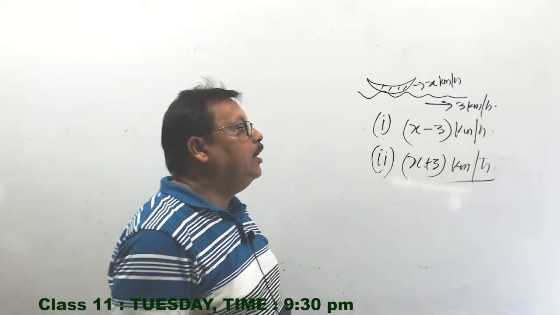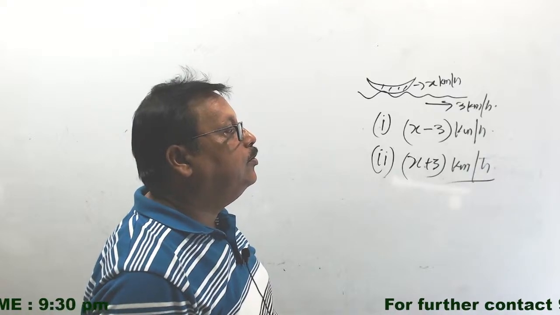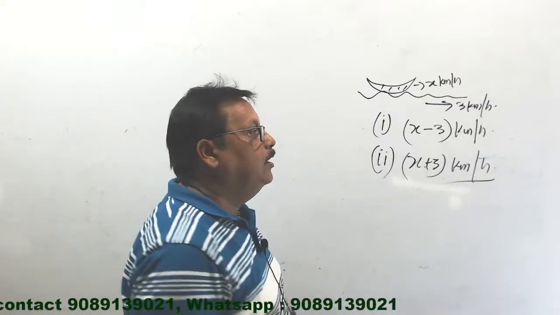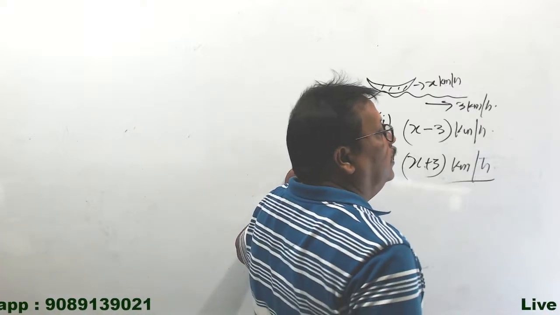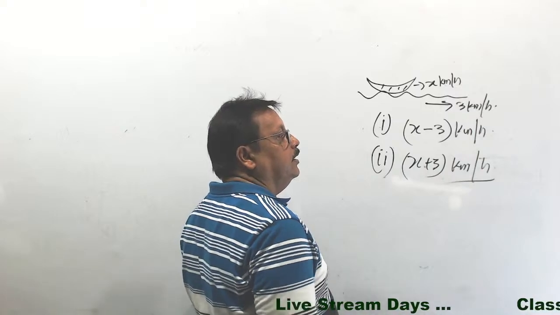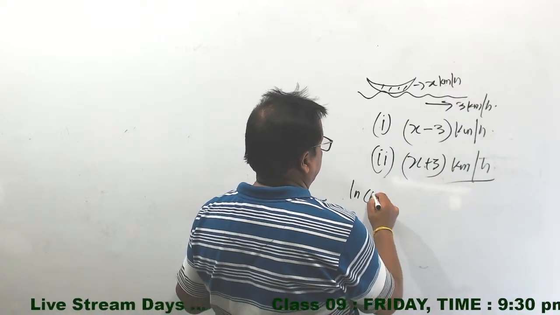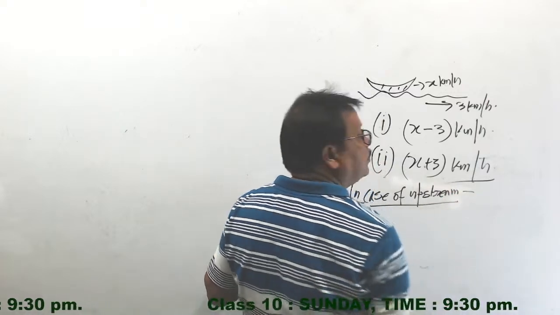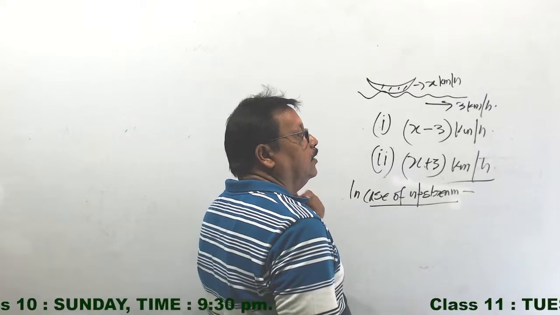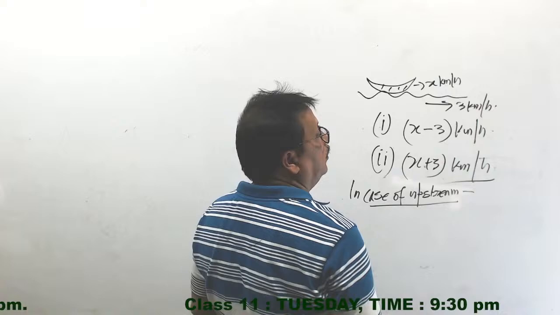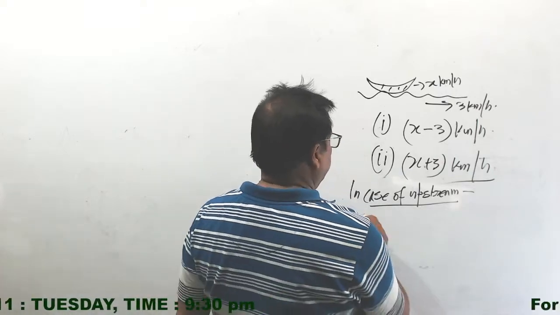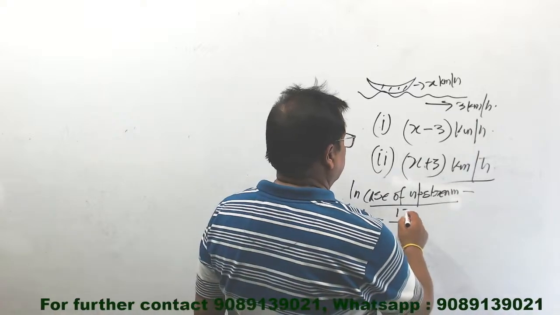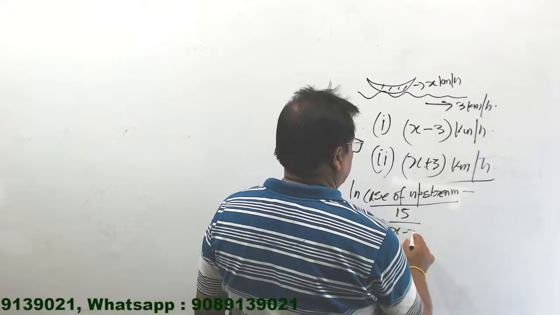If the boat goes 15 km upstream and 22 km downstream in 5 hours, that is total time is 5 hours. That means here distance is separate. In case of upstream, the boat goes 15 km. What will be the time? Say time t1, distance 15 km, speed x minus 3, so t1 is 15 over x minus 3 hours. Understood?